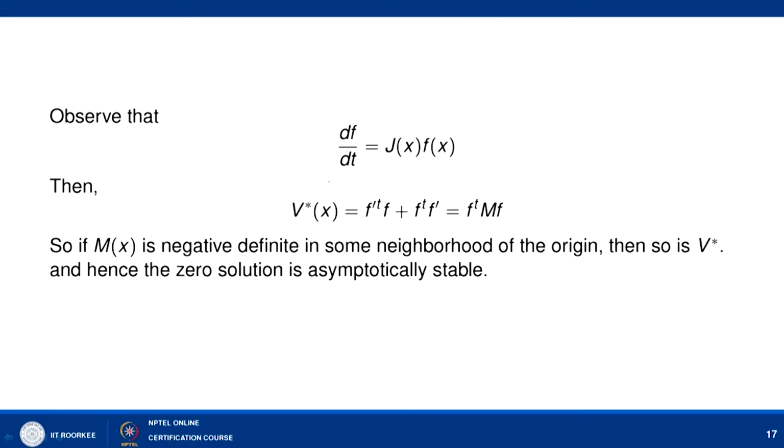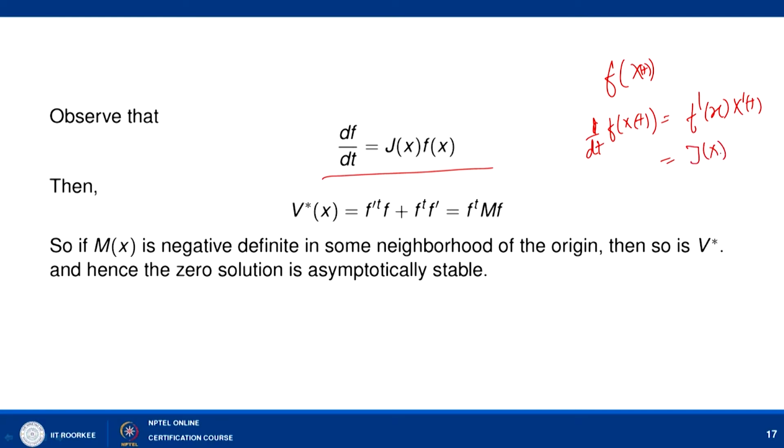For that we know that df by dt is equal to J of x f of x, because f is a function of x and x is a function of t. So, if you want to find the derivative of this, it is d by dt of f of x of t, which is f dash of x times x dash of t. Now, f dash of x is nothing but your Jacobian, so it is J of x, and x dash is nothing but f of x here. So, df by dt is given as J of x f of x.